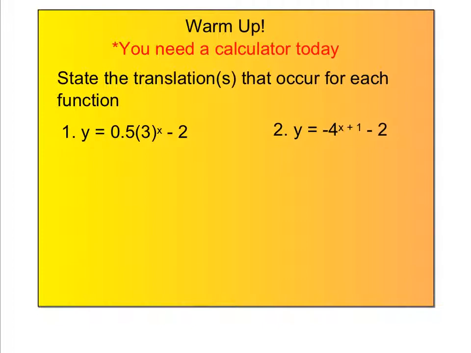So with number 1, remember the 3 because that's the base, that's the number that we ignore. So we have to come up with what the 0.5 does and what the -2 does. Well, the 0.5 is being multiplied, so that means either stretch or compression. 0.5 is between 0 and 1, so that's a compression, because remember stretch is numbers greater than 1.